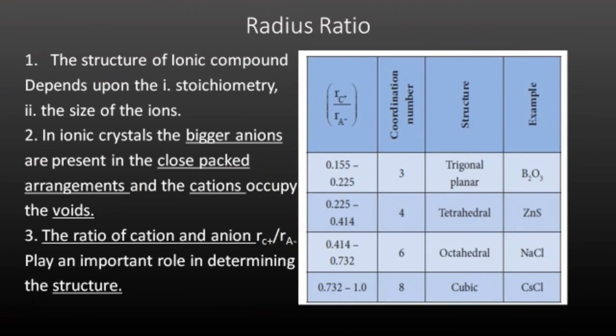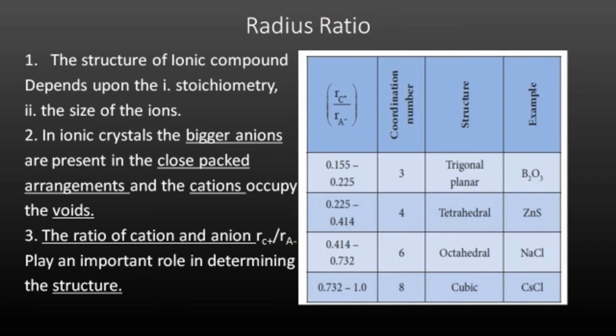Radius ratio. The structure of an ionic compound depends on two factors. One is stoichiometry and the other is the size of the ions. Generally, in ionic crystals, anions are bigger, so they are engaged in close packed arrangement. Cations occupy the voids. The ratio of cation and anion radii has an important role in determining the structure. Now see the table, you can understand the radius ratio rule.